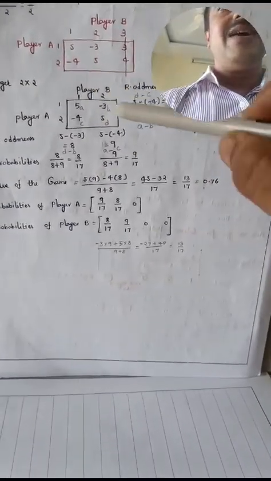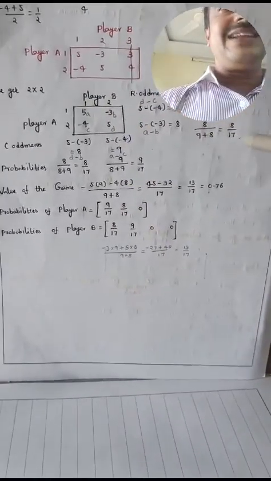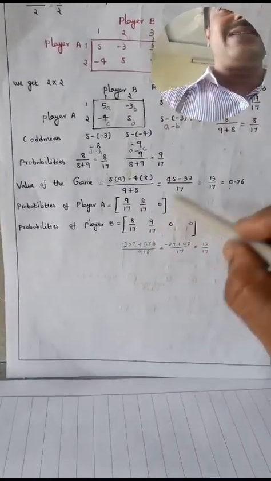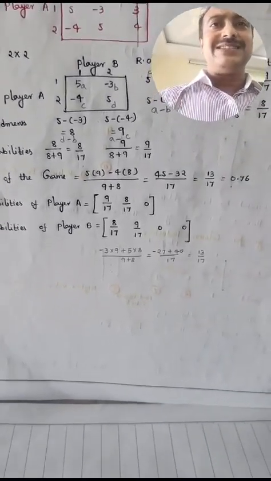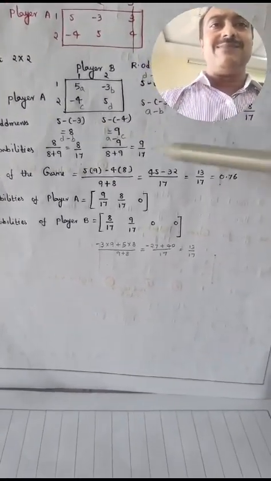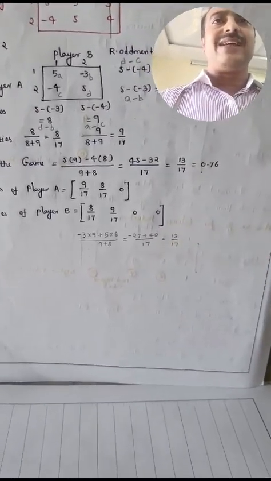in which for 2 it is 9 by 17 and 8 by 17, the third one is 0, and for player B the strategies are 8 by 17, 9 by 17, 0, 0, as there are 4 strategies.